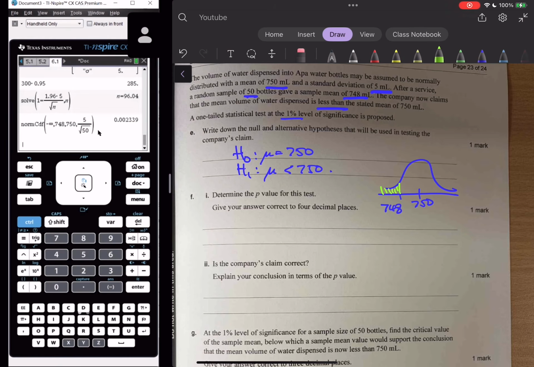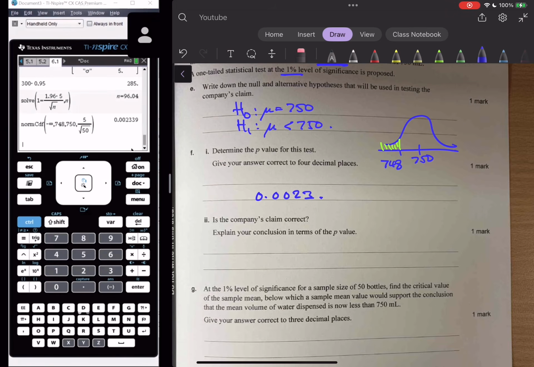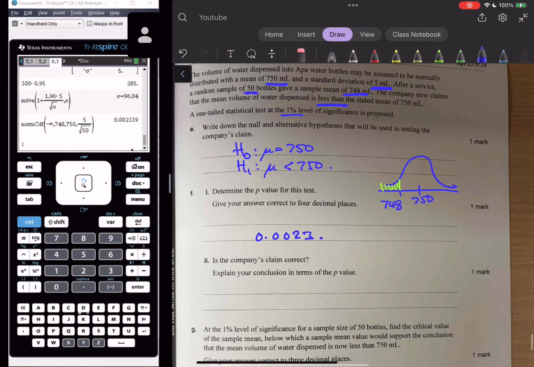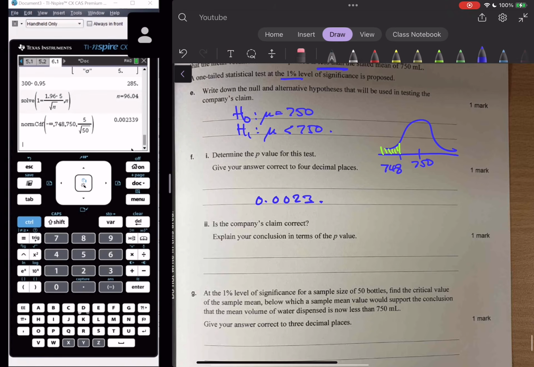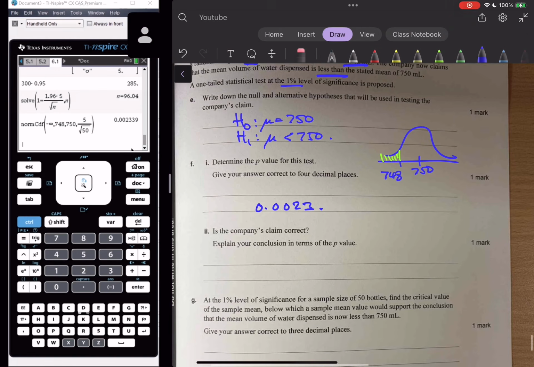And we got 0.0023. How many decimal places? 4 decimal places. So yeah, 0.0023. Okay, is the company's claim correct? Well, we're doing a 1% significance level, so yes, it is correct. What did they want? The company claimed that the mean volume is less than, so yes, since p is less than 0.01, yes.